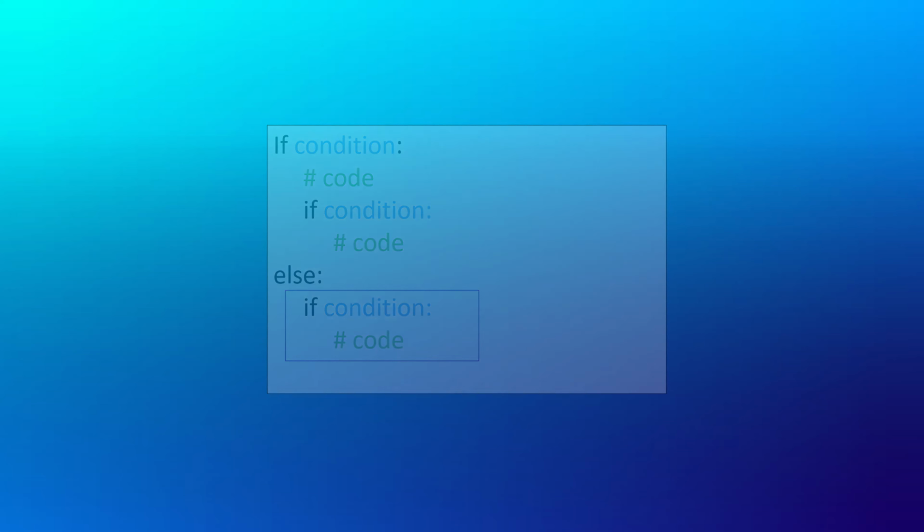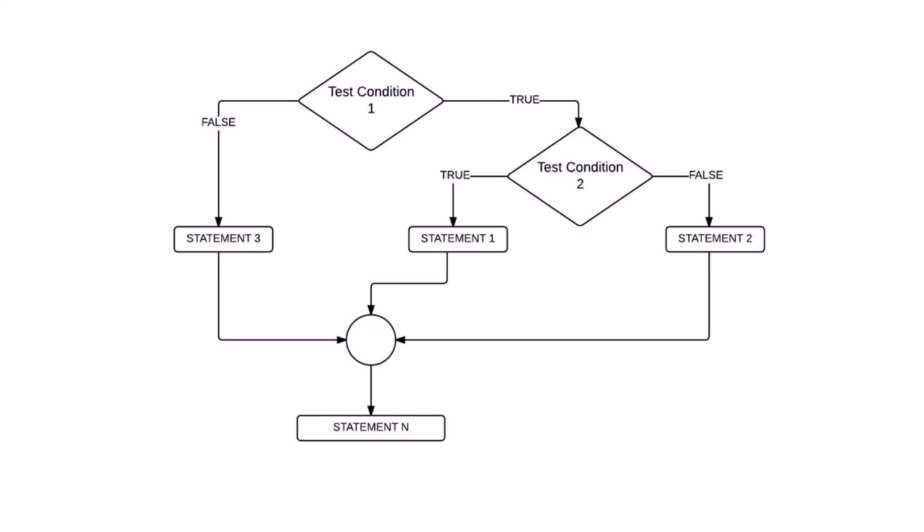For example, you can see in this picture that we have a test condition 1. If it is true, then it will go to this test condition 2. That means this is a nested if statement. So if the condition is true, then it will print the statement 1. If this condition is false, then it will go to the statement 2.